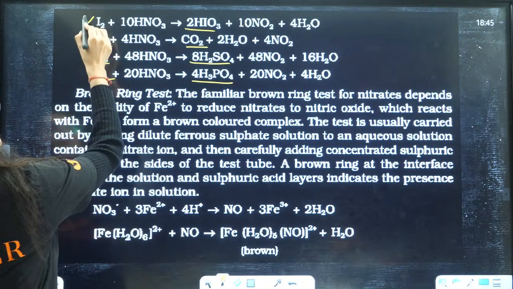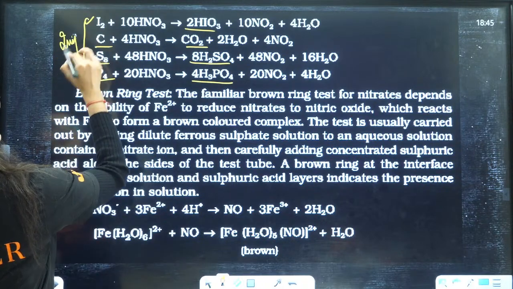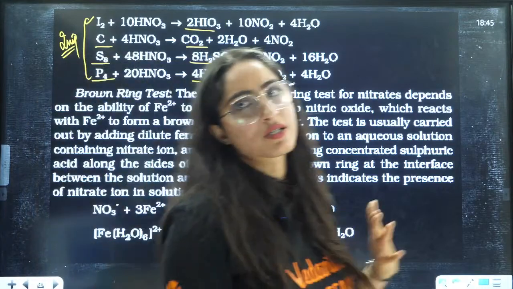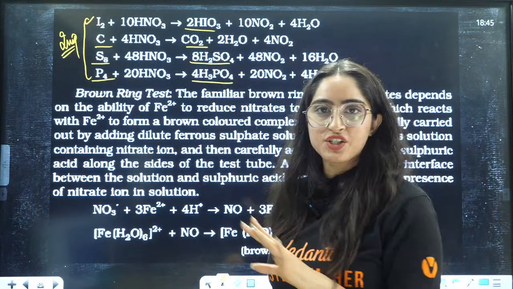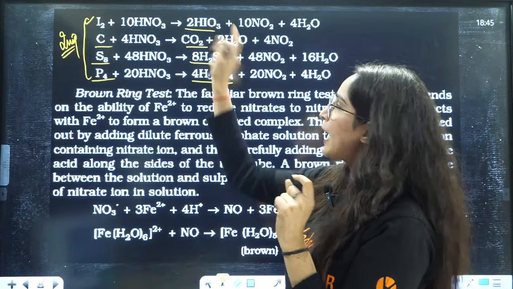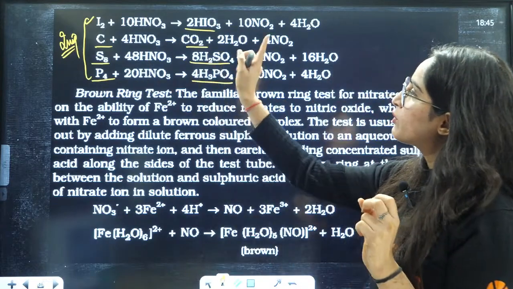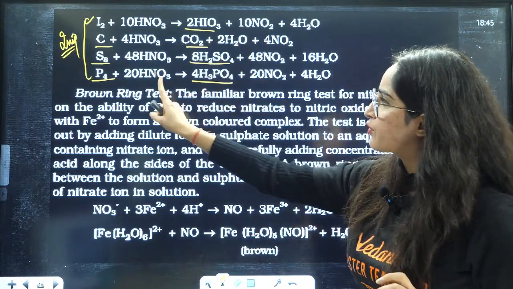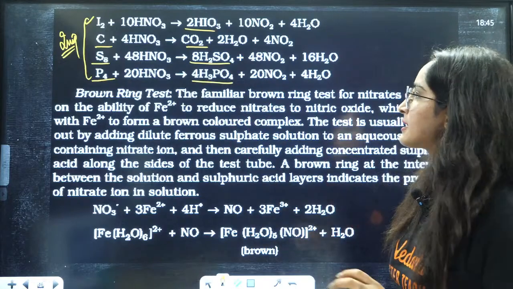Now, this is important, how it can oxidize which thing. Only these four reactions: iodine to iodic acid, carbon to carbon dioxide, sulfur to H2SO4, phosphorus to H3PO4, right?